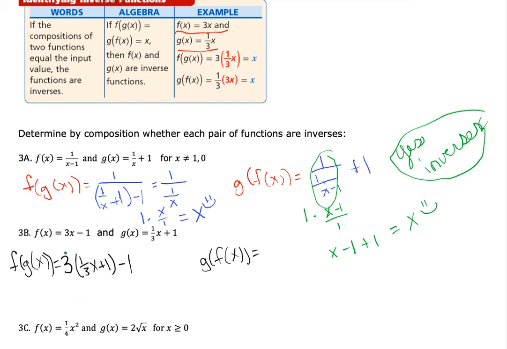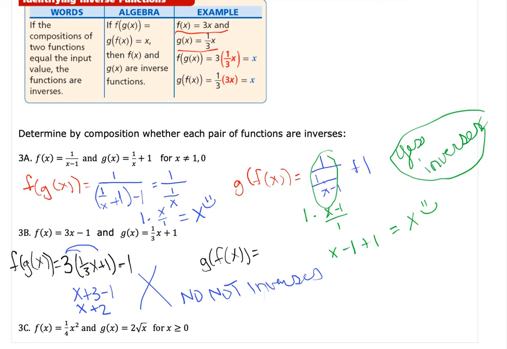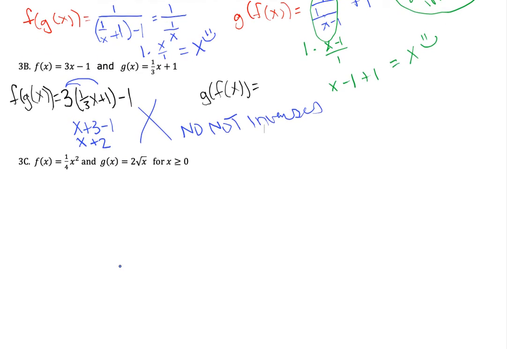So let me start simplifying. I need to distribute that 3. So this becomes 1x plus 3 minus 1, which is x plus 2. That didn't give us just an x. So the answer is no, not inverses. No, not inverses, whatever. You don't have to do the other one because as soon as you get one that doesn't work, it's nothing. They are not inverses of each other.